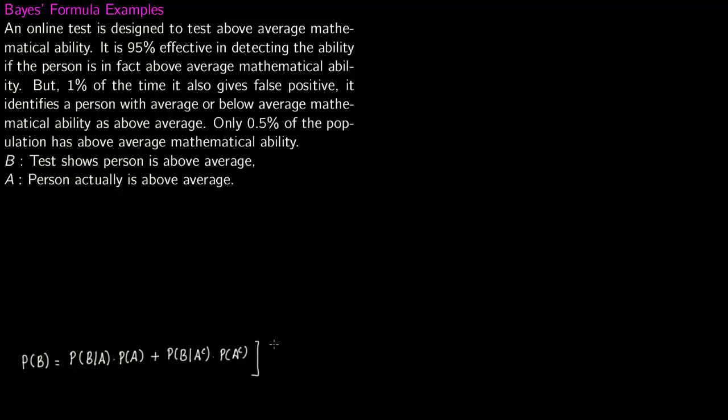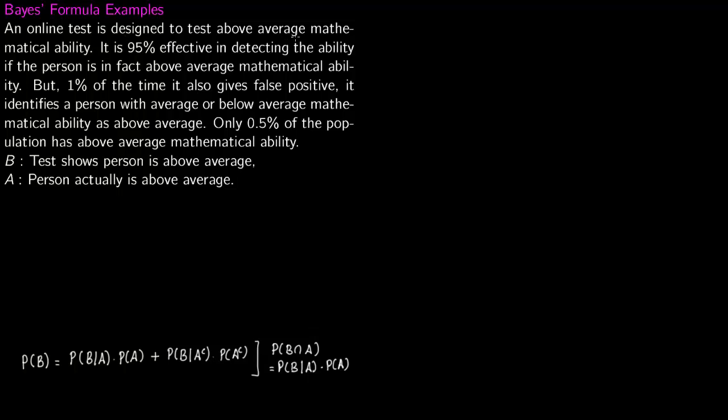Also notice that you could write probability of B intersection A as probability of B given A times probability of A. This B intersection A is also A intersection B. So we are going to use these two results. So let us do our first example.